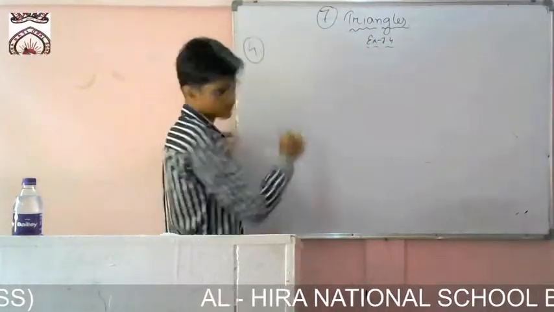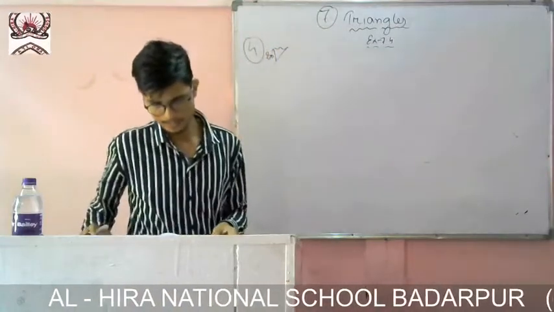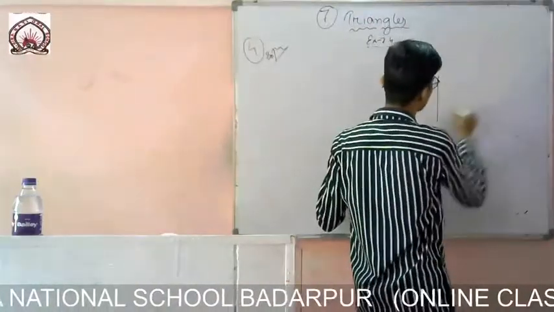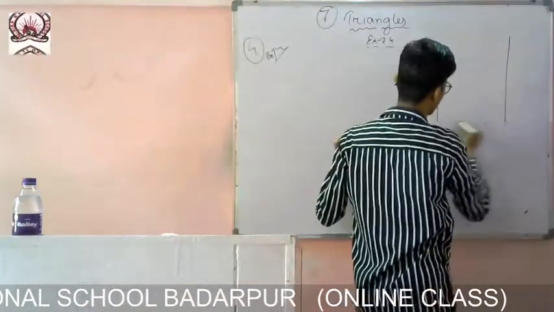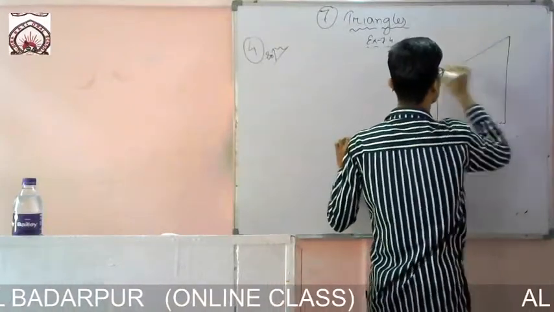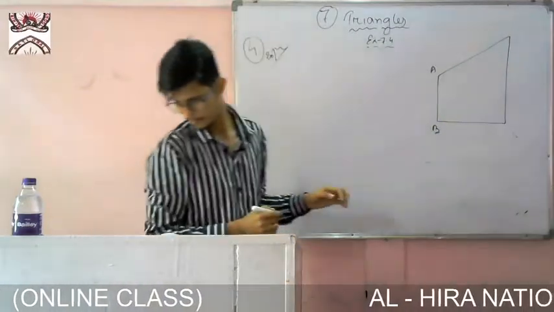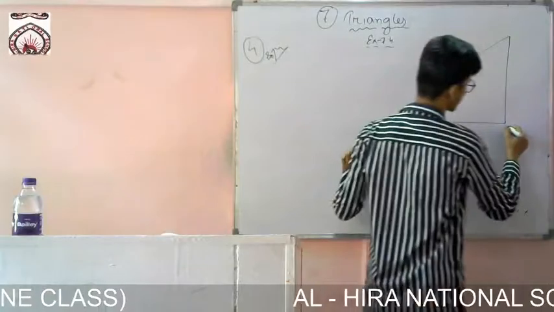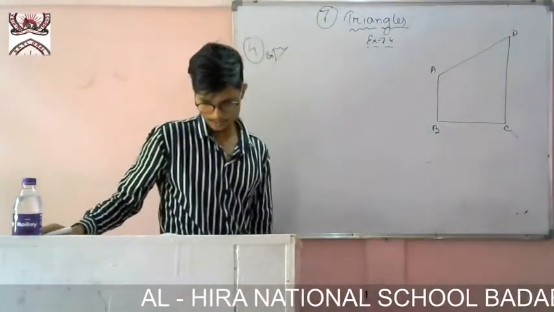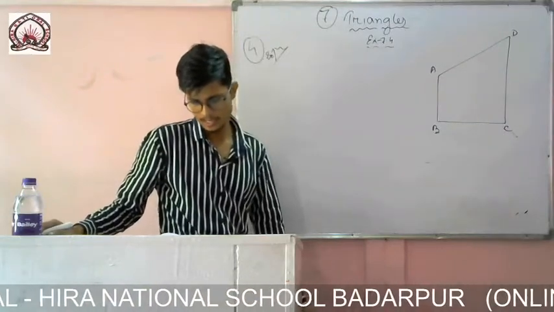Question number 4, solution. So the figure is given: A, B, C, D. Let me draw A, B, C and D. In the question you see AB and CD are respectively the smallest and the longest side.